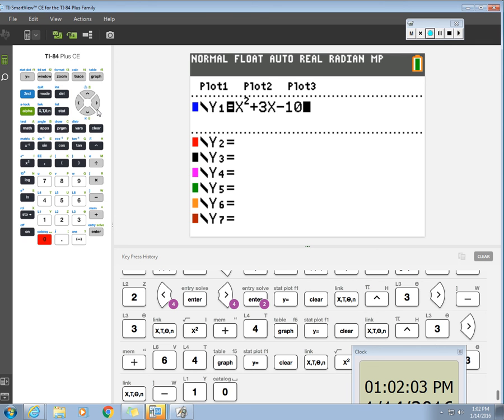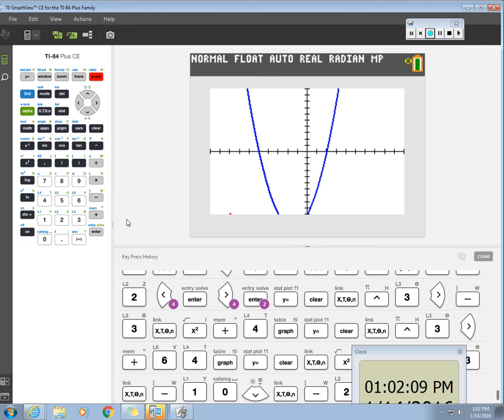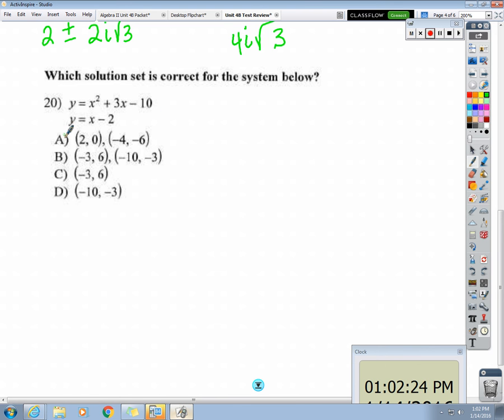Okay, and then we type the second equation in, which is X minus. We graph them, and what are we looking for? Let's see where they intersect. So over here, where do those intersect? 2, 0, right? And then over here, -4, well, look at your answer choices and you'll know. -4, -6. Right.